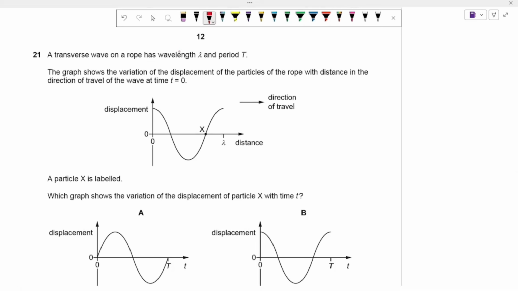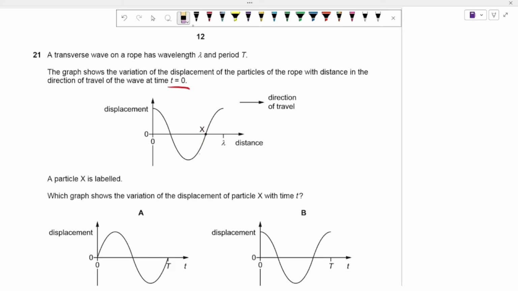A transverse wave on a rope has wavelength lambda and period T. The graph shows the variation of the displacement of the particles of the rope with distance in the direction of travel of the wave at time t equals 0. A particle X is labeled. Which graph shows the displacement of the particle X with time t? We just want to find how this particle displaces. It displaces either up or down, up or down, because it's perpendicular to the direction of travel of the wave.